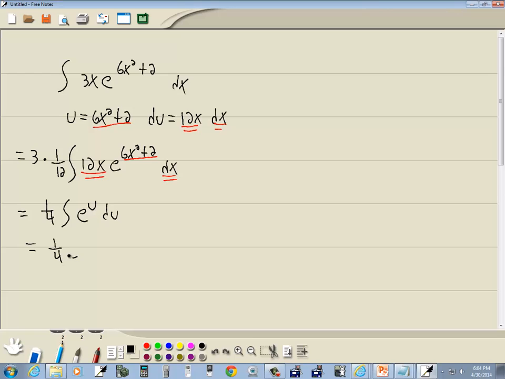Well, the integral of e to the u is e to the u plus c. And then the last step is to plug the u in. U, we said, was 6x squared plus 2. So we got 1 fourth e to the 6x squared plus 2 plus c. And that's our answer.